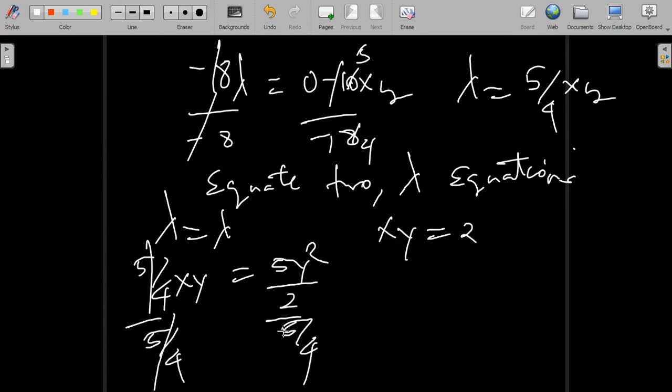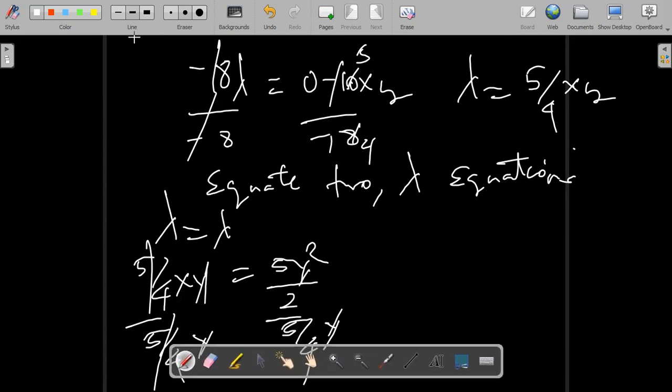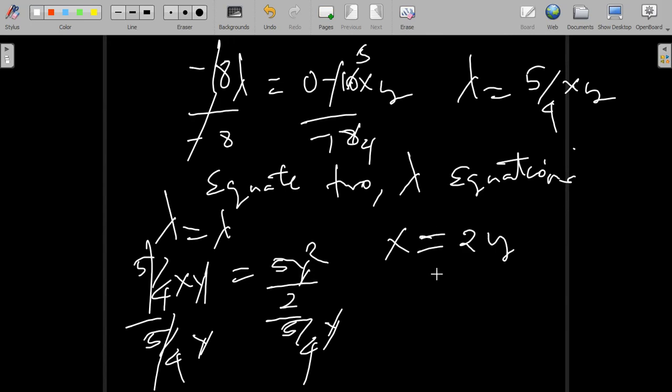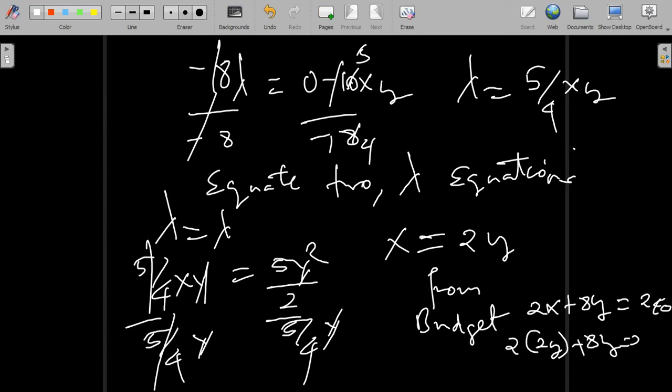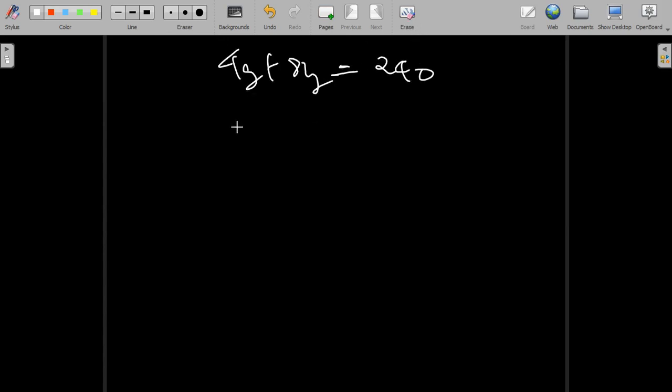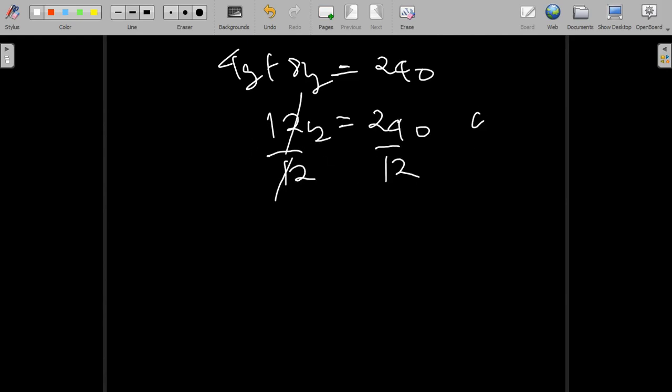We divide by 5 over 4 on both sides. Then we obtain x is equal to 2y. Let's choose to make x the subject. That will give you x is equal to 2y. Now take our x is equal to 2y and plug in the budget line, so you'll obtain the values of y and x. So this will be 4y plus 8y is equal to 240. That will give you 12y is equal to 240. Divide by 12 on both sides, our y is equal to 20.